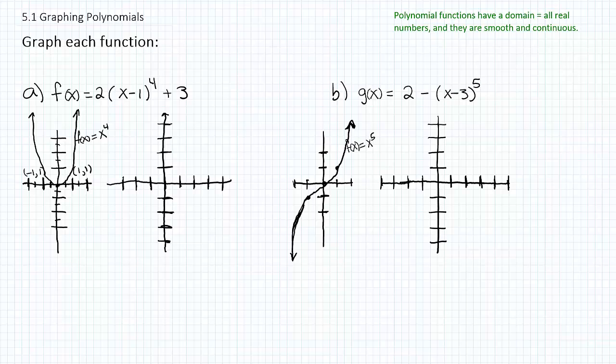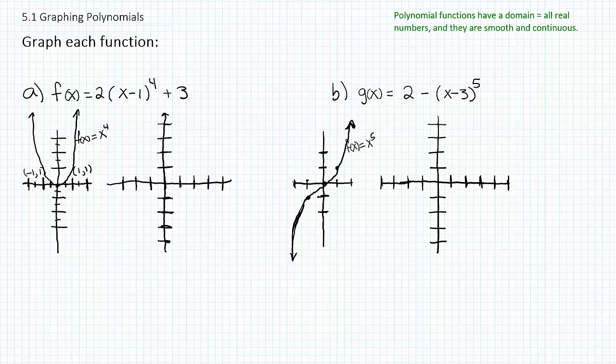Graph each function. All right, so in example A, we have f of x is equal to 2 times (x minus 1) to the fourth power plus 3. And you can see that on the left here, I've graphed f of x equals x to the fourth power, because function A is basically a transformation of that original function, x to the fourth. So they basically multiplied it by 2. They've shifted the vertex around a little bit, but other than that, it's basically the same drawing. It's just a question of where it moves to, right? So let's start by talking about where that vertex will go.